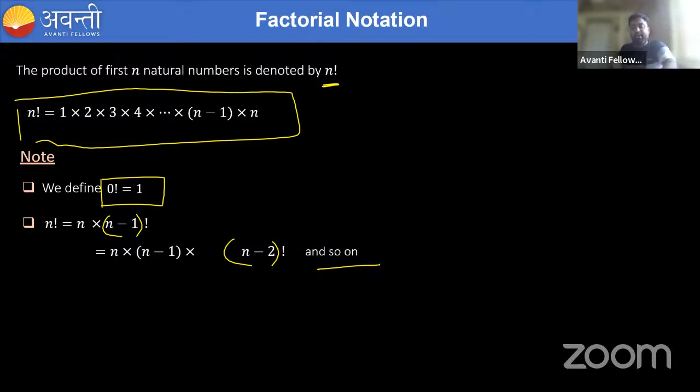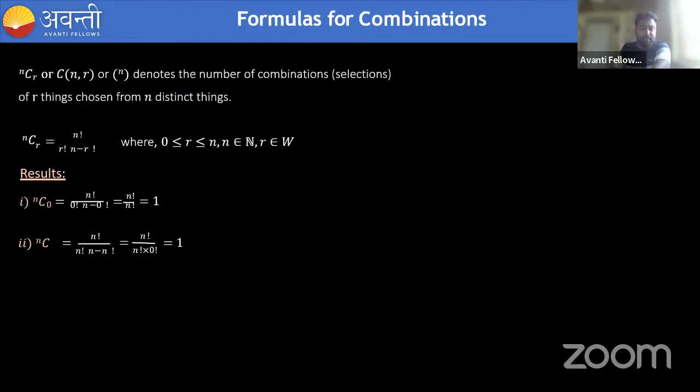Okay, so let's move to the next thing now, nCr, the formula for combination. All of you know what is the formula for combination? Yes or no? So that is nCr equal to n factorial upon r factorial into n minus r factorial. Yes or no? All of you know, right?